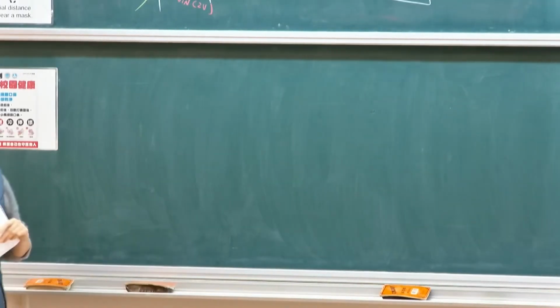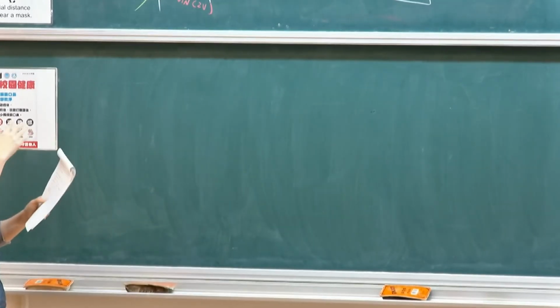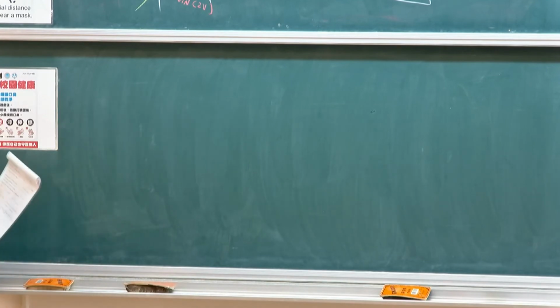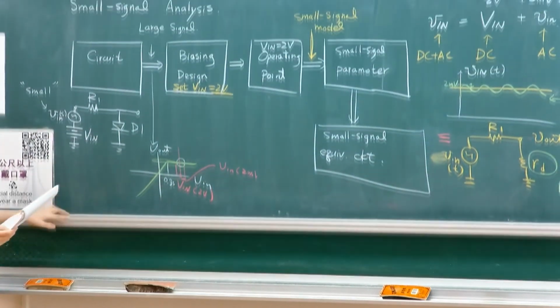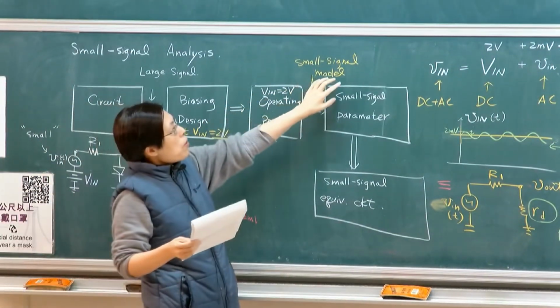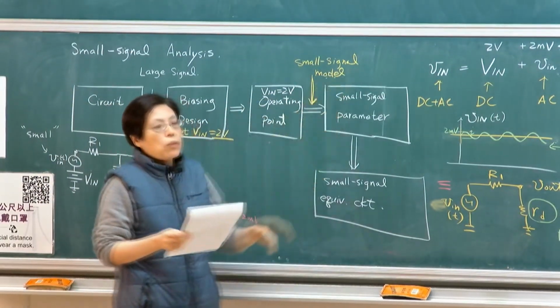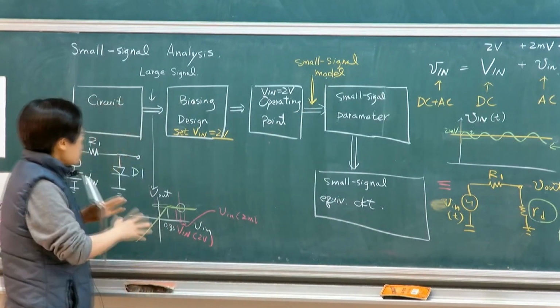So let's go through an example so you get a sense of how one goes through this process. Before we do that, we still have something lagging: how do you determine a small signal model? Because we have a nonlinear element in the system.